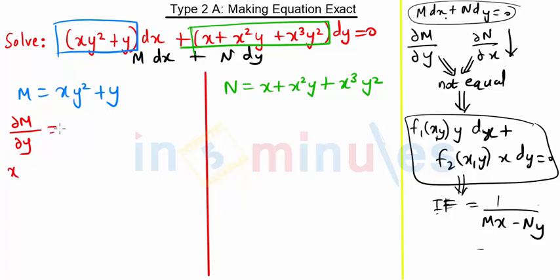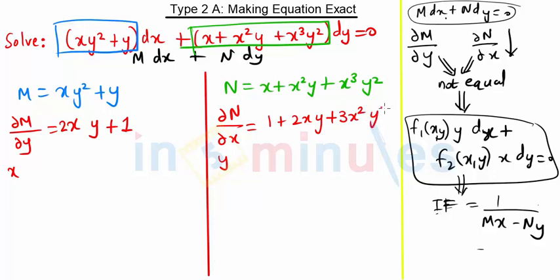So now we are going to find the partial derivative of M with respect to y, and x is constant, so x remains as it is. What is the derivative of y square? The derivative of y square is 2y, and the derivative of y is 1. Similarly, we are going to find the derivative of N with respect to x, treating y as constant. So the derivative of x is 1, the derivative of x square is 2x, and this y remains as it is. The derivative of x cube is 3x square, and y square as it is.